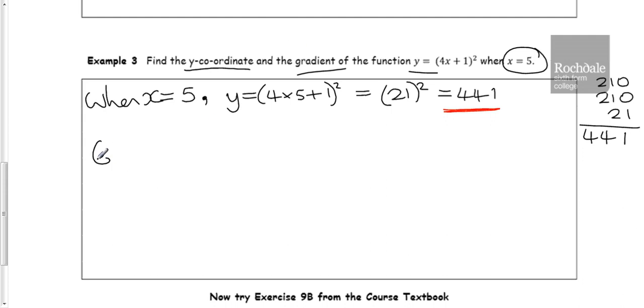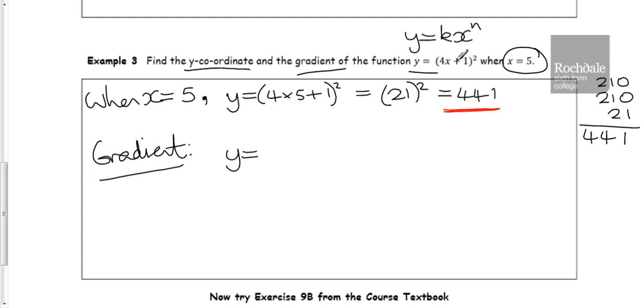Now let's find the gradient. And like I said before, this is a curve. So differentiation helps us to find the gradient of a curve. Unfortunately, it's not currently in the form y equals kx to the power n. It has brackets. We need to get rid of them. So let's expand those brackets.